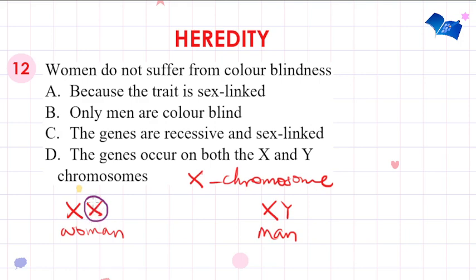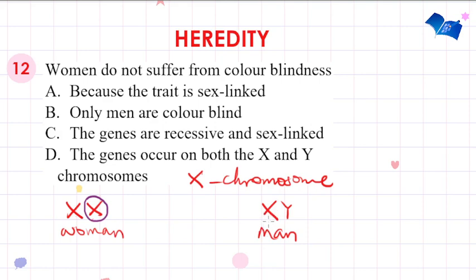Now if it's abnormal, it's going to be recessive. Hence, it won't be expressed. It will not be expressed because the normal gene here that is dominant is going to mask the expression of the abnormal gene here. And now let's look at that scenario in the case of a man.